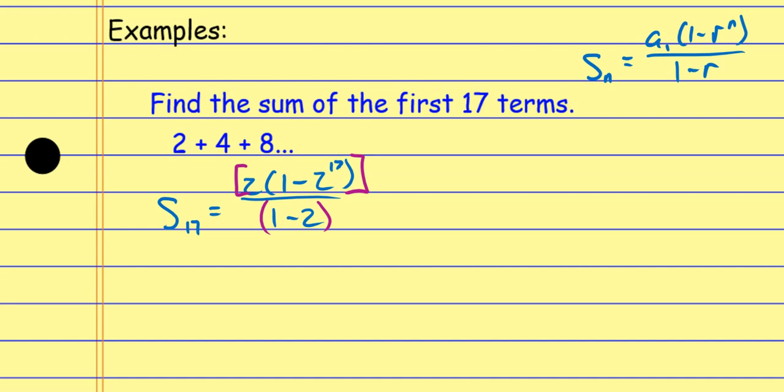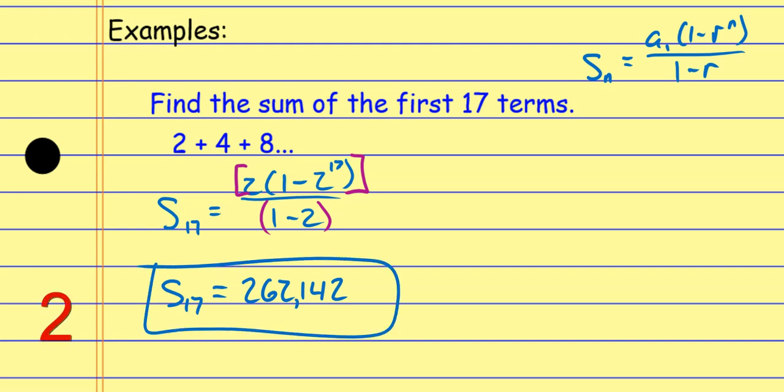And so let me punch this into the calculator. And when I punch it in, let me switch back to blue, I get the sum of the first 17 terms equals 262,142. That's it. We punch it into the calculator, we're careful about the parentheses, we make sure order of operations is being followed, and that's it. We plug it right in.